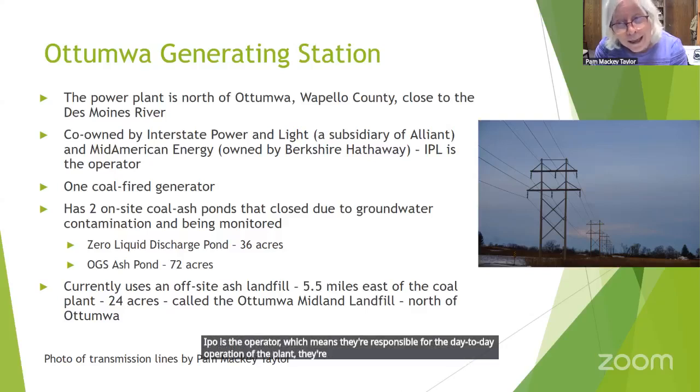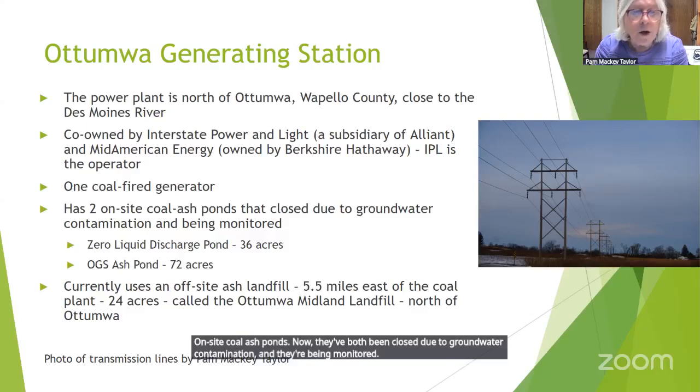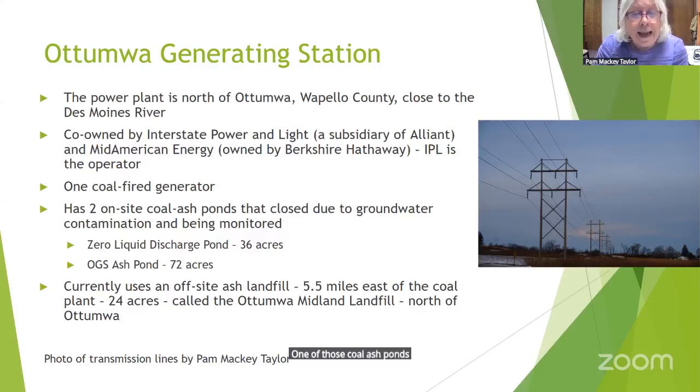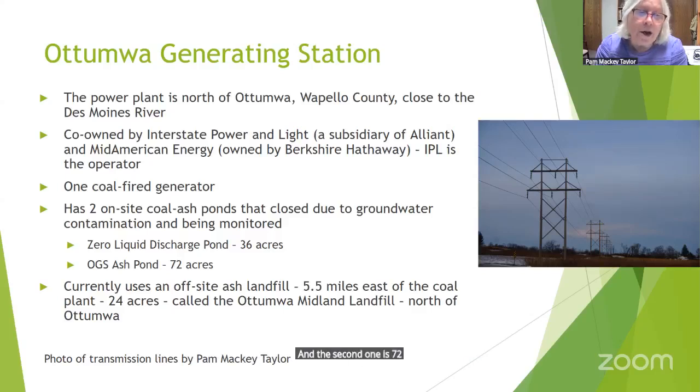They're responsible for getting the permits and taking care of the coal ash disposal. There is one coal-fired generator at the plant. And on the campus itself, there are two on-site coal ash ponds. Now, they've both been closed due to groundwater contamination, and they're being monitored. One of those coal ash ponds is 36 acres. It's called the Zero Liquid Discharge Pond. And the second one is 72 acres, and that's the OGS ash pond.